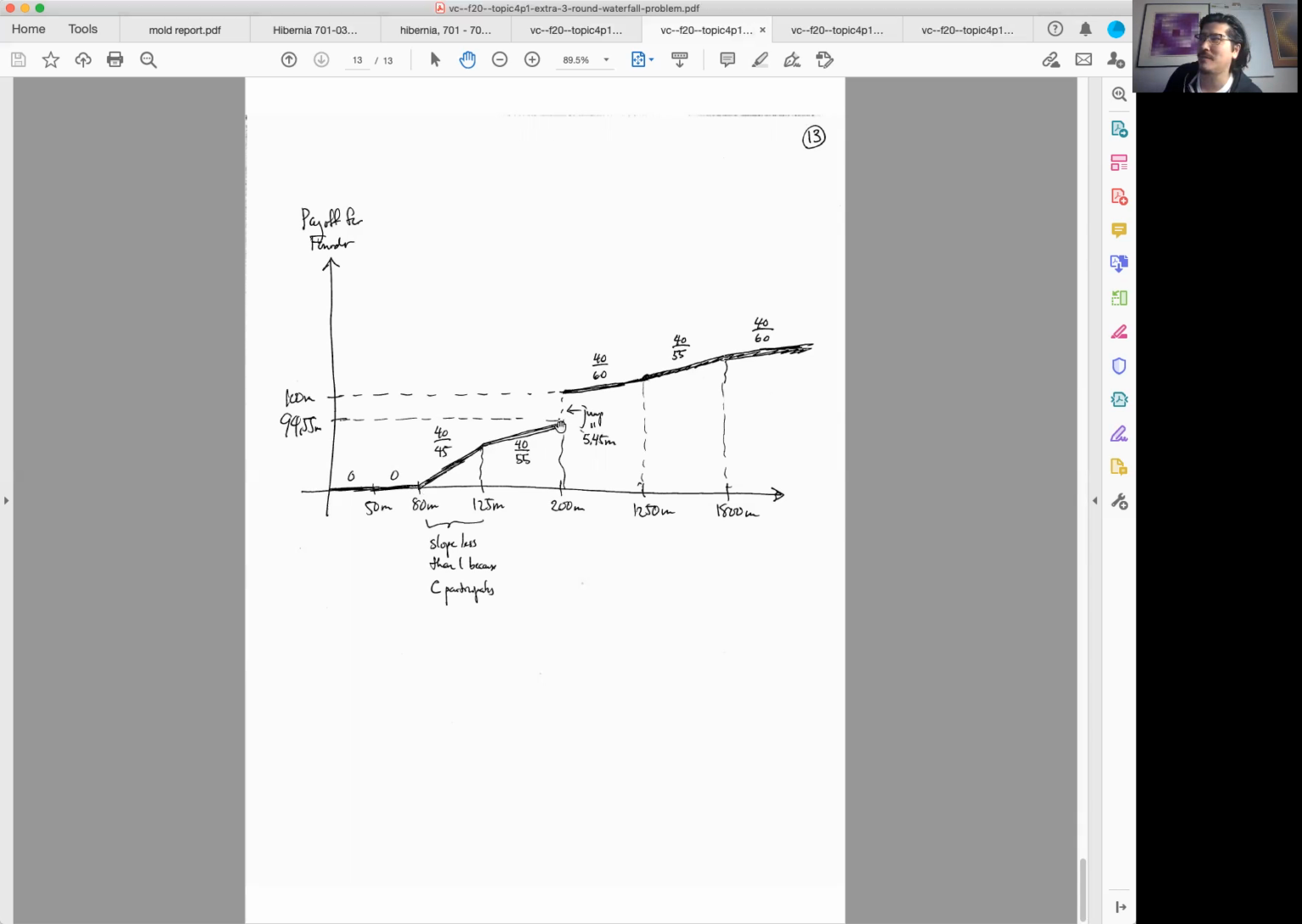And then at 200 million, they're like, oh yeah, baby, I just got $5.45 million from Series B because those suckers are forced to convert. So they get a jump of 5.45 million, but their slope again goes down a little bit because now those Series B have some shares. So 40 out of 60. Then again, C hits their cap at 1.25 billion, so the slope goes up to 40 over 55. And then at 1.8 billion, same story: it goes down a little bit again because Series C now converts.